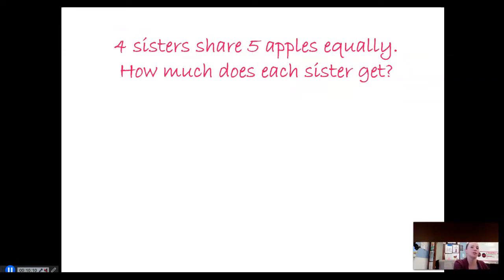4 sisters share 5 apples equally. How much does each sister get? So, what do we start with? What did we say last time? We start with the 5 apples, right? So we're always going to start with the food. So on your boards, we are going to draw the food, the 5 apples.